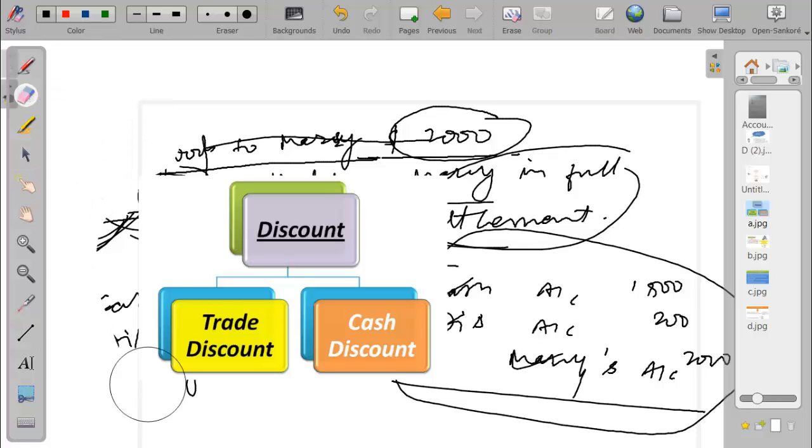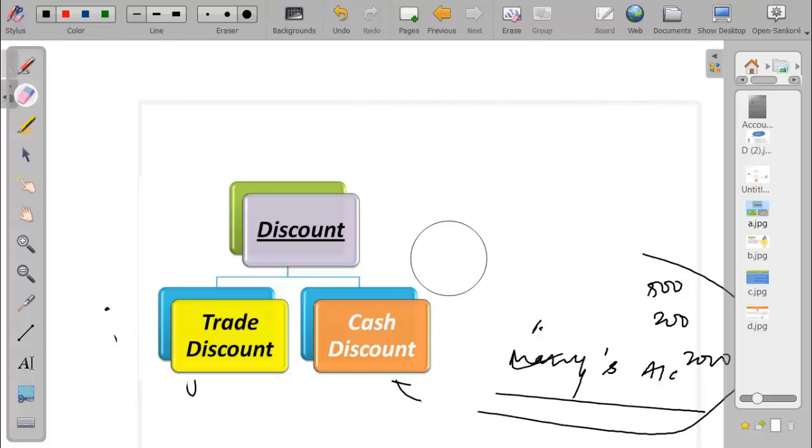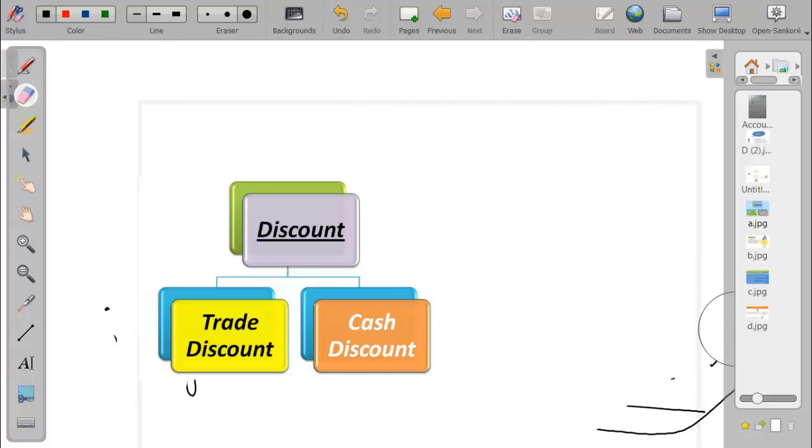After that, I explained how to deal with the trade discount. Trade discount is what? Trade discount is just to motivate the customer to buy the goods. Just tempting them, just attracting them. And the important thing we have to remember regarding trade discount is that it is not recorded in the books of accounts. We will not record this trade discount.